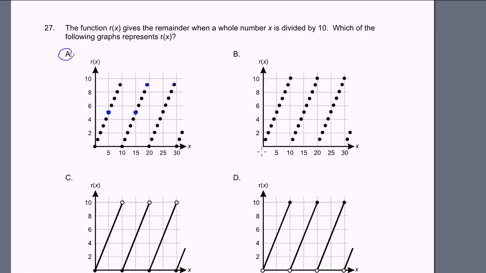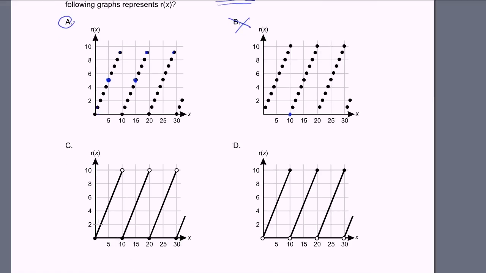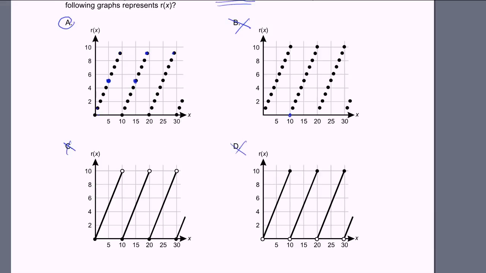So here, when I take 10 divided by 10, the remainder should be 0. This should be a 0 right here, but they have the remainder being 10. So this is wrong right off the bat. And then here, the remainder when a whole number x is divided by 10. This is a whole number, right? Here, they're doing it for essentially all of the real numbers. This would be true if they said any real number, but they're including fractions because they're filling in the gaps right here. So C and D are not dealing with whole numbers. So our answer is definitely A.